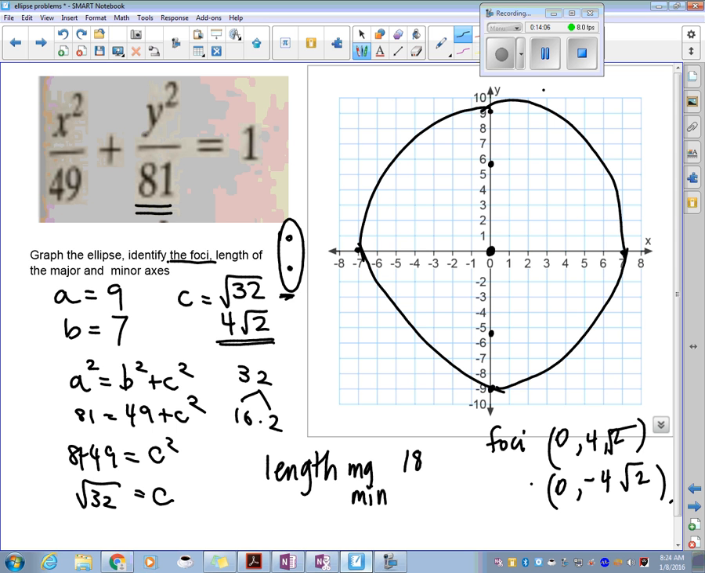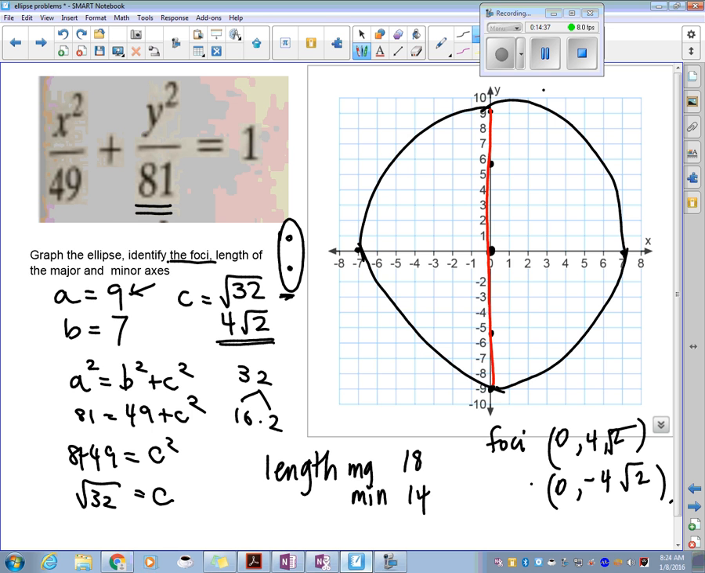How did you get 18? It's double this because it's 9 up and 9 down. The length of the major axis is actually looking for how many units this is from here to here. What's A? A is the length of that piece right there. The length of the major and minor axis is always double A and B. Okay?